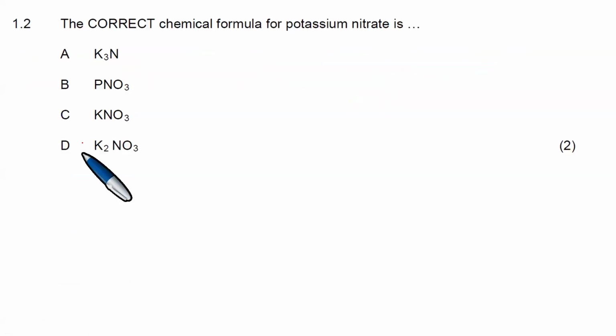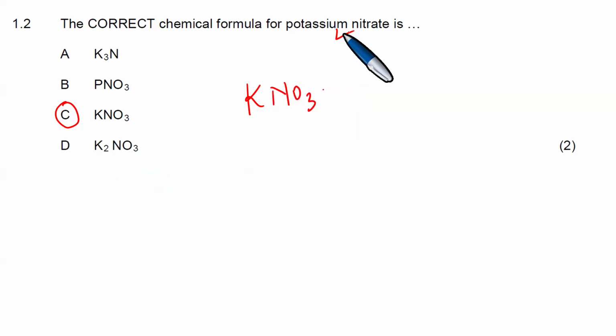Next question. The correct chemical formula for potassium nitrate is which one? There's something we call potassium nitrate, and which one is the correct chemical formula for it? The correct answer is this one here. It is actually KNO3, and this is called potassium nitrate, and that is the correct chemical formula. Next, 1.3.